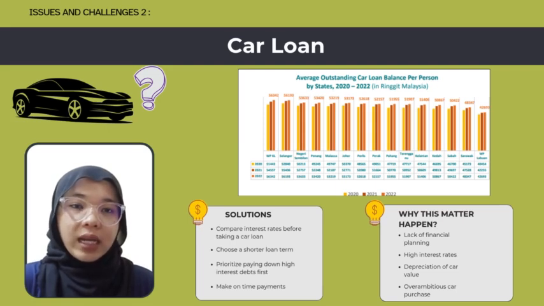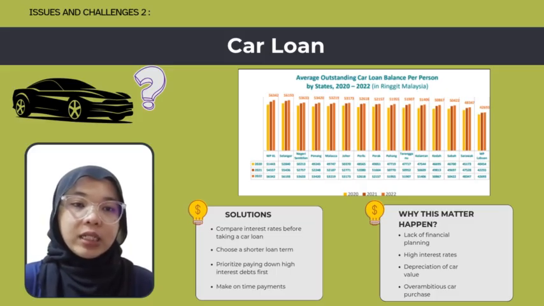Depreciation of car value. Unlike real estate, cars are depreciating assets. The moment you drive a new car off the lot, its value drops. This means that for a significant portion of the loan, you might owe more on the car than it's actually worth. Over-ambitious car purchase. This relates back to financial planning. People often purchase cars that are too expensive for their income or lifestyle. Driven by aspiration rather than affordability, this leads to higher monthly payments and a larger overall debt burden.